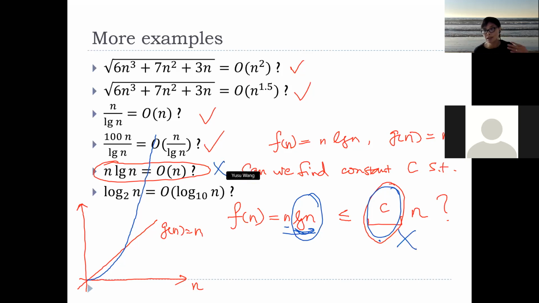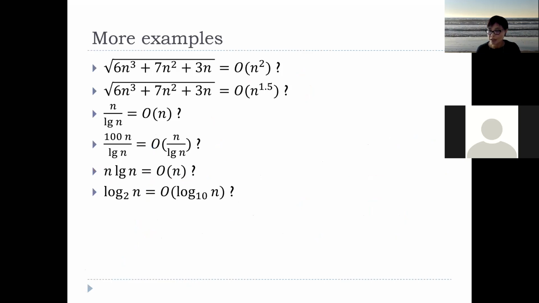Which is natural, because this one is linear growth, and here is linear but multiplied by another increasing function. So this is not true. Question on this? Okay, we're going to see more examples, and then hopefully things start to make more sense.